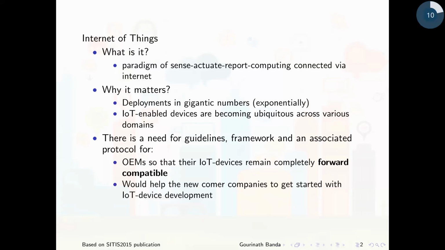So that, when you have got billions of devices and only a handful of companies, there is room for several other manufacturers to join as vendors and start making profits out of the business value they can create. There could be an opportunity for various original equipment manufacturers to make their existing devices IoT compliant, thus making the devices forward compatible. And then it would help newcomer companies to get started with IoT device development. Tomorrow, some of you might start a company. So if you understand the IoT protocol, then you can work on making your device an IoT compliant device.